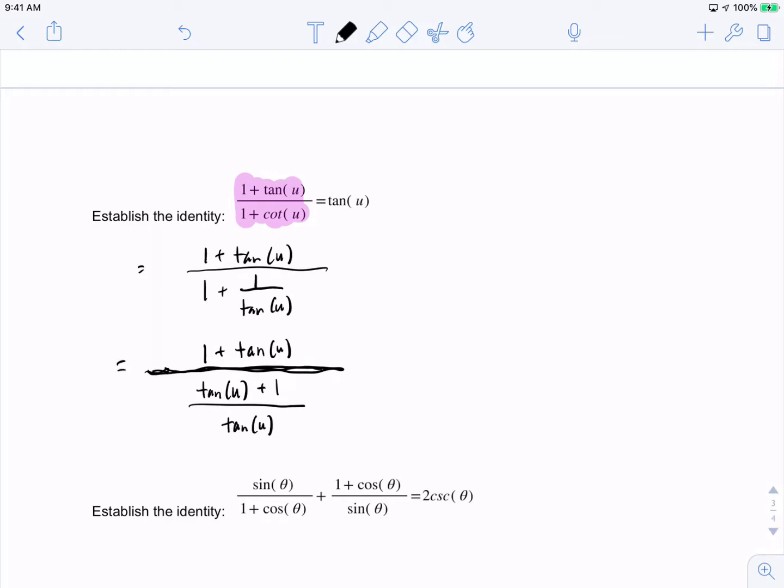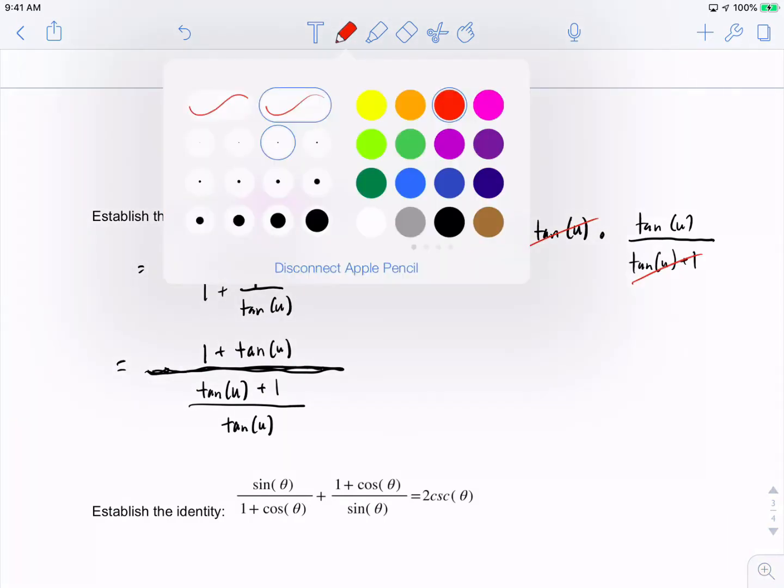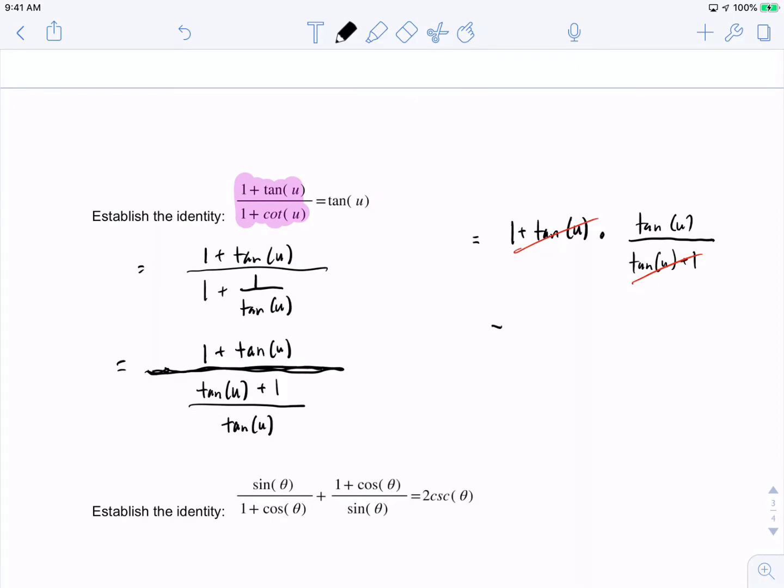Now we know that when we divide by a fraction, we multiply by the reciprocal. So I'm going to get 1 plus tangent of u times tangent of u over tangent of u plus 1. And we can see that this is the same as this. And so what we end up with is tangent of u, which is what we wanted to show.